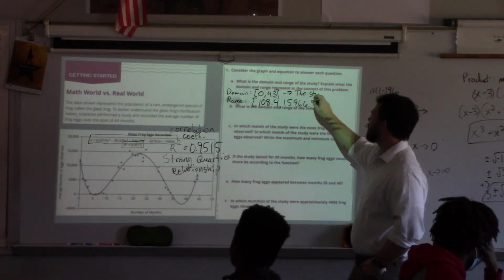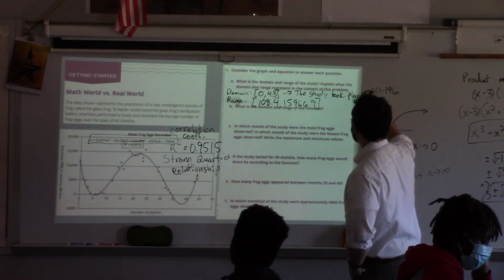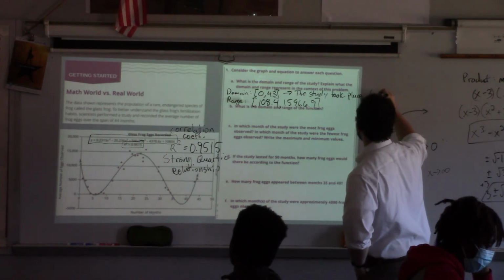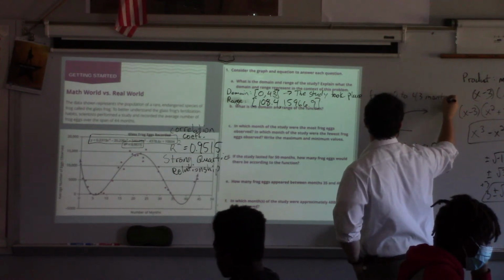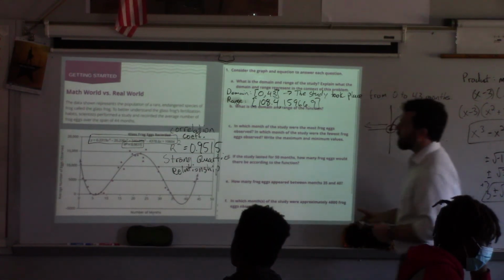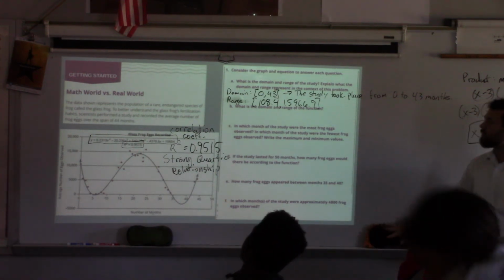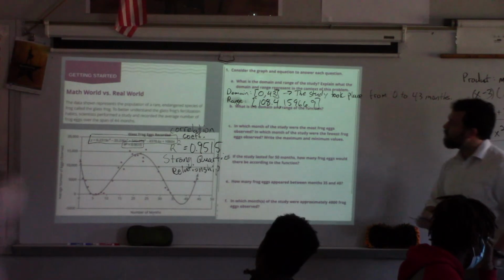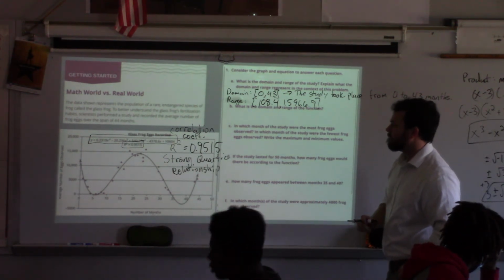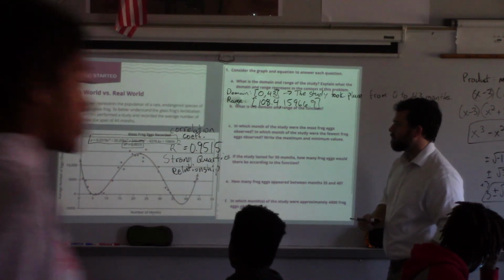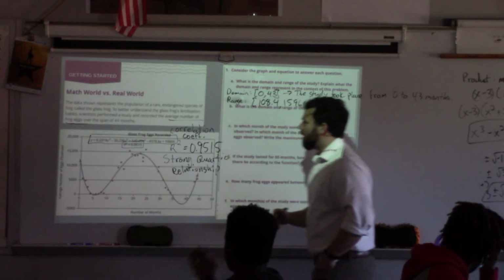The study took place from 0 to 43 months. That's how we would interpret it, putting it into context. All of those inputs, they're not just random numbers, they have meaning. So then 108.4 what? To 15,966.9 what? The frog eggs. Average number of frog eggs.